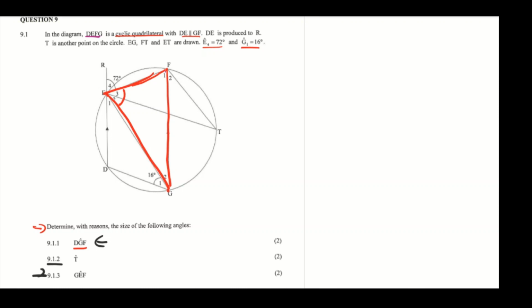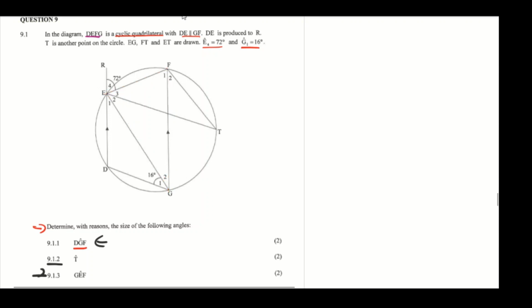So for us to find this angle here, we already know G2, which is equal to 56 degrees, right? We don't know F1, but we can find F1. So basically, for us to find this angle here, we need to first find F1, right? So let me do that. First find F1. So how can you find F1?